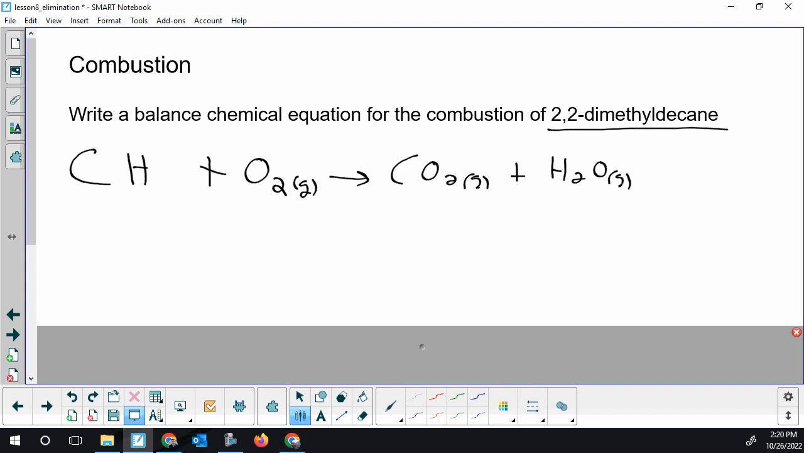Well, we can get the carbon count. Dec is how many carbons? That's our last prefix. That's our 10. We have 2 methyls. How many carbons in a methyl? Just 1, but there's 2 of them. So we've got 10 in the stem, we've got 2 in the branches, so this is a C12.